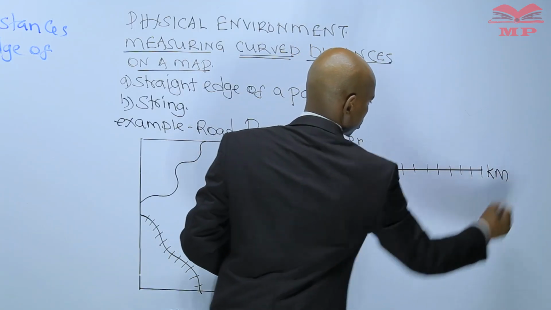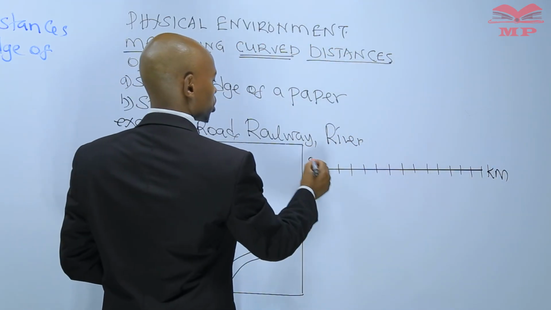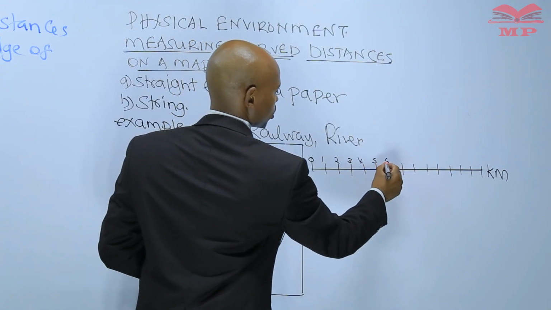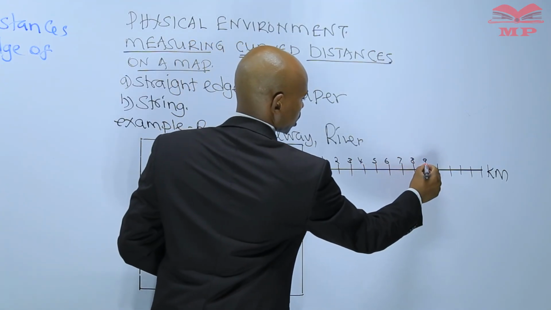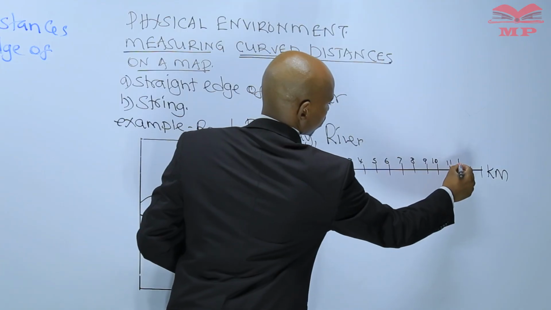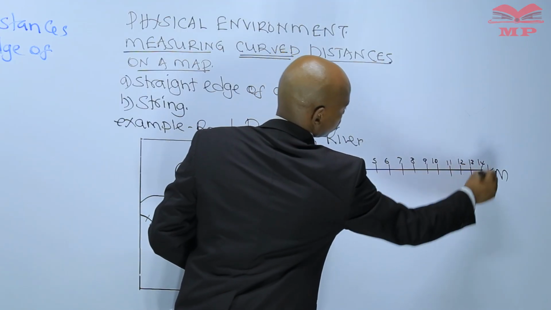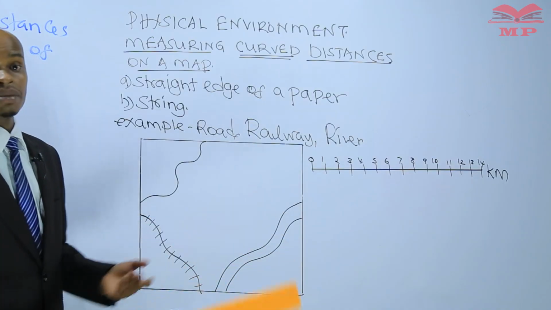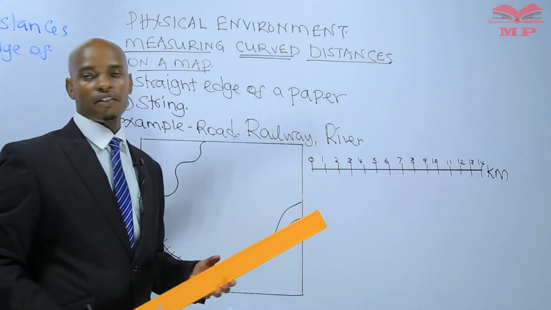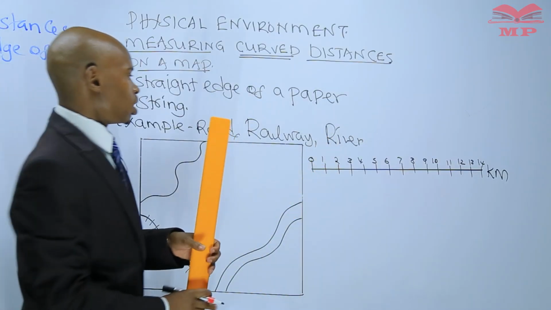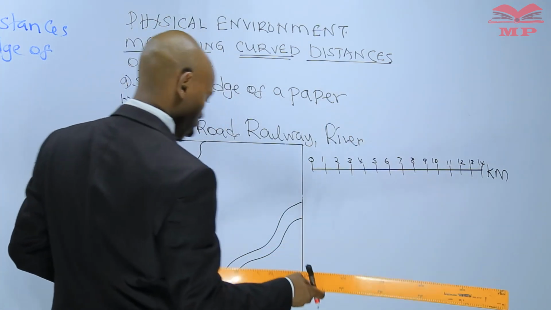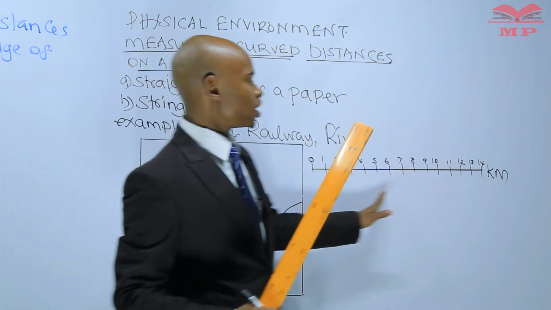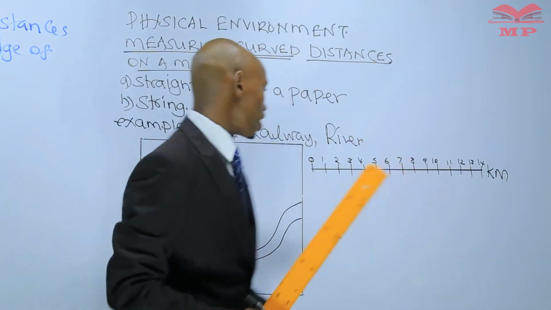In kilometers, 0, 1, 2, 3, 4, 5, 6, 7, 8, 9, 10, 11, 12, 13, 14. And remember, in the books, in the exams, the scales will be very standard. So don't worry about any measurement, because the linear scales will always be very standard.